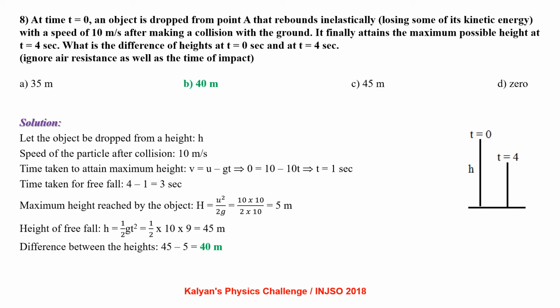Let the object be dropped from a height h. Speed of the particle after collision is 10 meter per second. Time taken to attain maximum height: v = u - gt, that is 0 = 10 - 10t, which comes out to be 1 second. So the time taken for free fall is 3 seconds. Maximum height reached by the object h = u²/2g, which comes out to be 5 meter. Height of free fall h = (1/2)gt², which is 45 meter. So the difference between the heights is 40 meter.